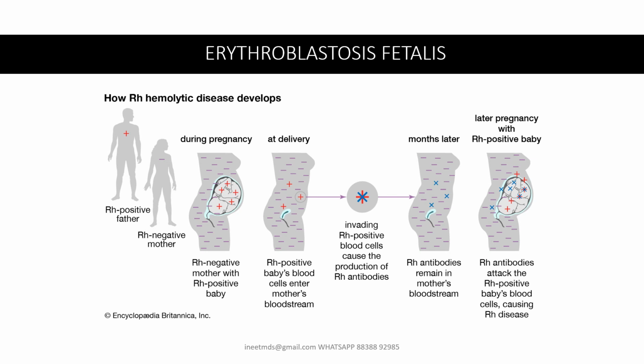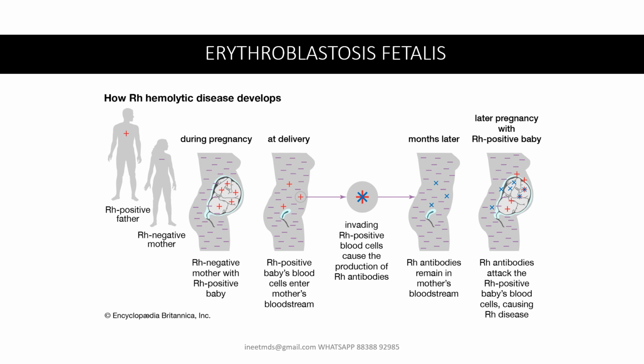When there is a second pregnancy and the mother is again carrying an Rh positive baby, there are already antibodies formed in the Rh negative mother against the positive baby. Because of that, these antibodies will attack the Rh positive baby's blood, causing the disease. This is called erythroblastosis fetalis.